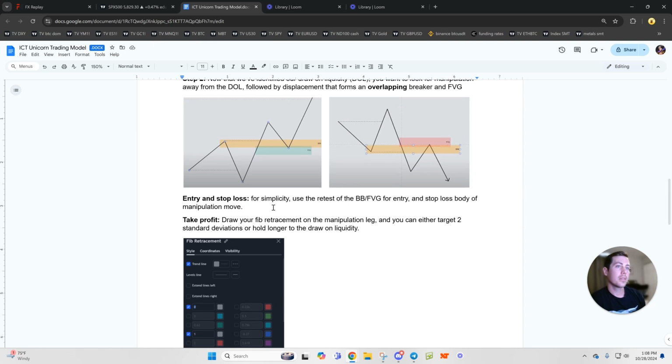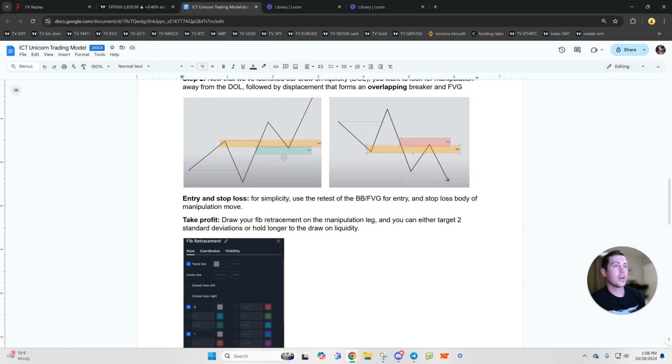For today, for simplicity, we're just going to be using the first retest of the overlapping breaker and fair value gap. This is definitely something that you have the opportunity to optimize, and I've got some ideas down below for things you can optimize, but I've seen a lot of different ways that people trade this. Maybe they prefer entering at the fair value gap or where they overlap. Maybe that's where they want to enter. And then same thing with stop loss.